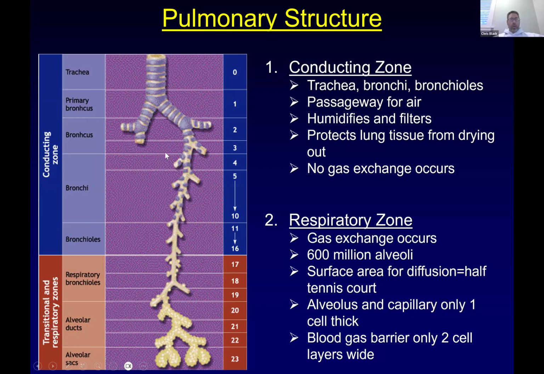High up in the tree, from your trachea through some of the primary bronchi, is what we call the conducting zone. The big part of the conducting zone is that it's just a place for air to move. It humidifies and filters the air, with lots of mucus in these areas, which helps us out, but no gas exchange occurs. You're not doing gas exchange up here in your trachea or even in the primary bronchi. All the gas exchange takes place after it branches way down, nearer and nearer to the alveoli. That's called the respiratory zone.